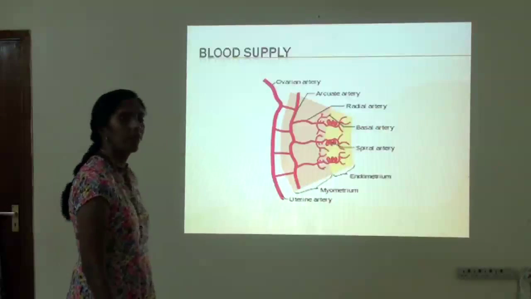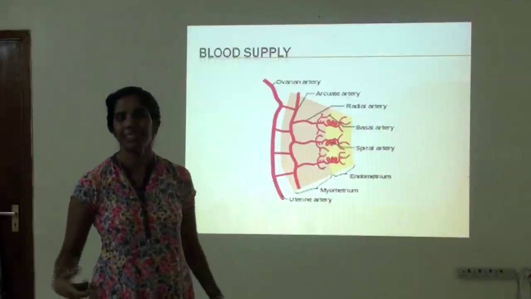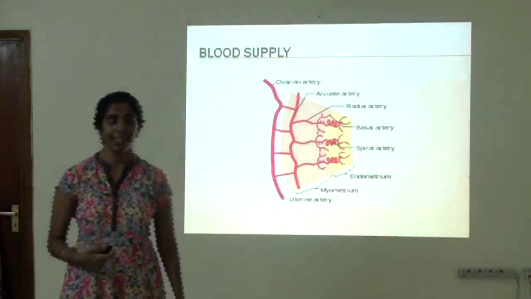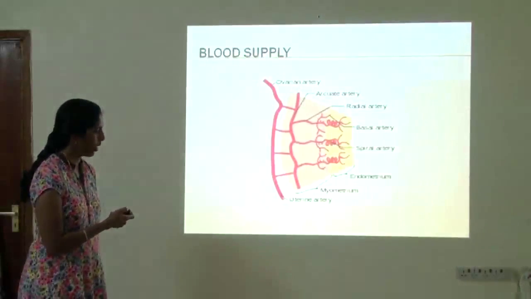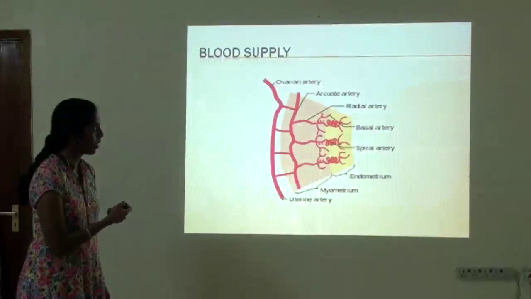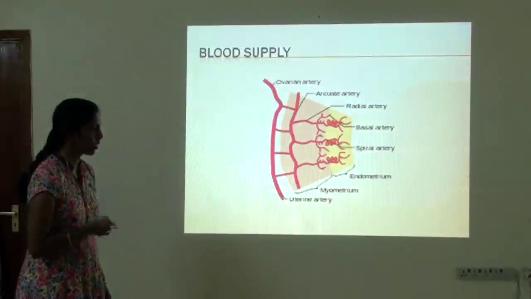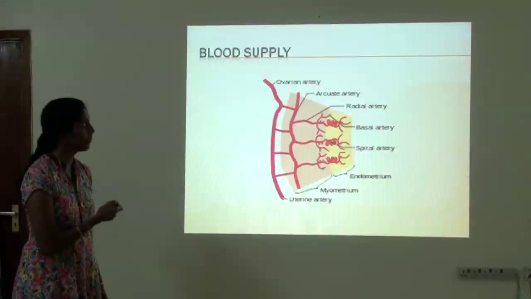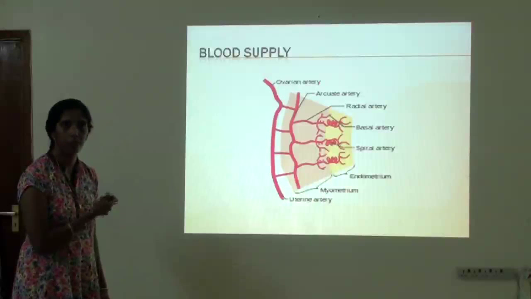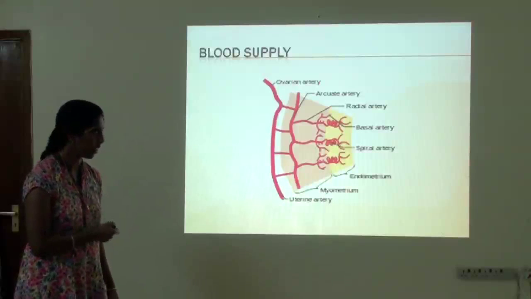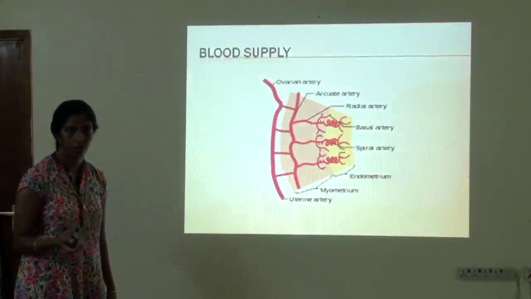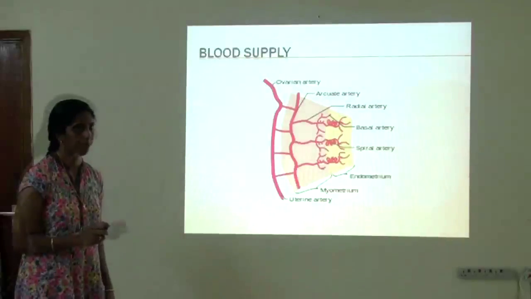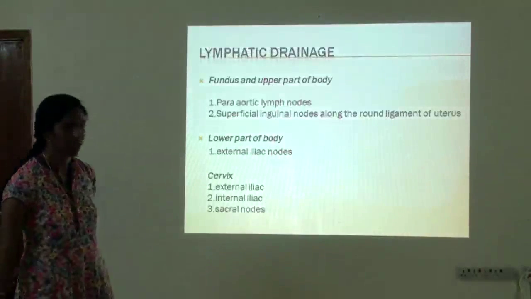Next we have the blood supply. The blood supply of the uterus is mainly by 2 major arteries. They are the ovarian artery and also the uterine artery. Please remember, ovarian artery is from the branch of the hypogastric artery and the uterine artery is a branch of the abdominal aorta.